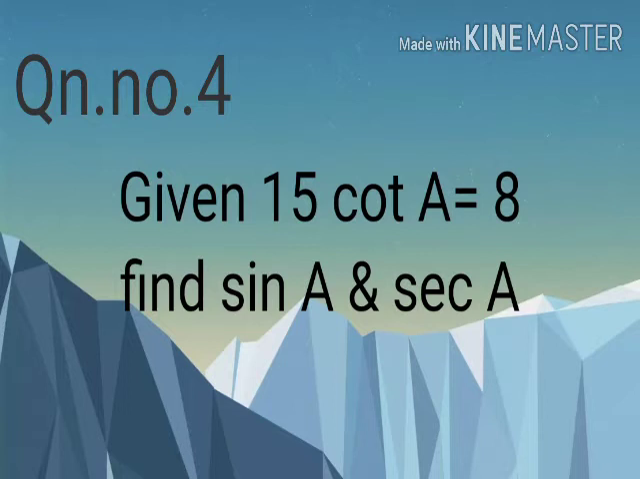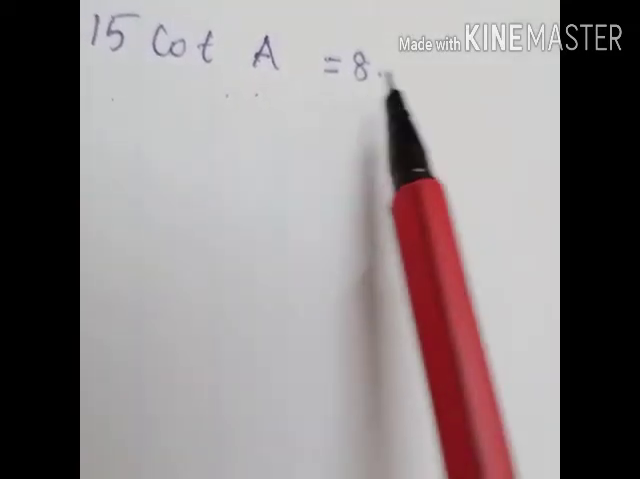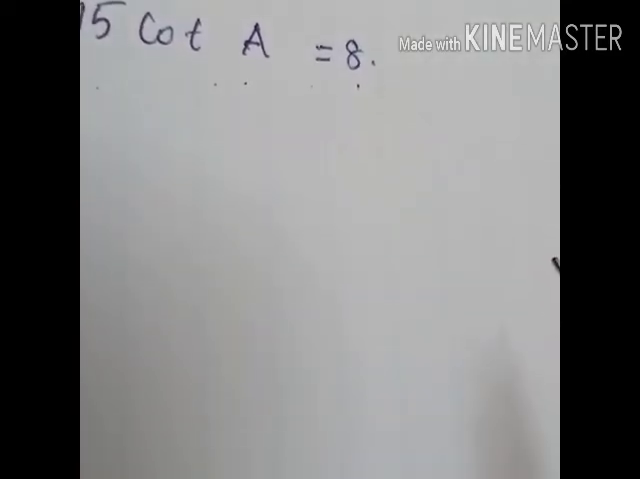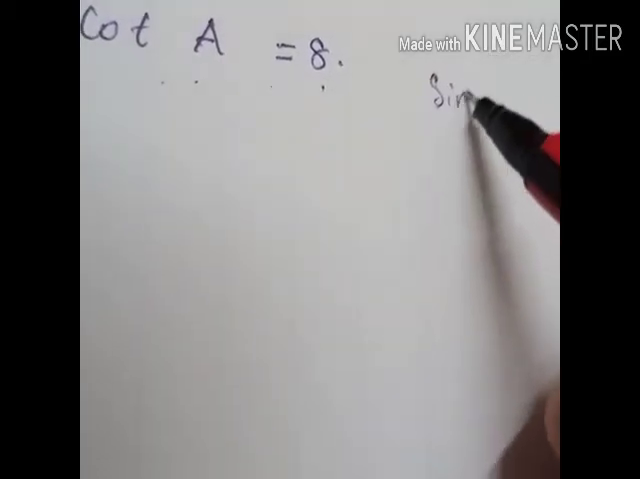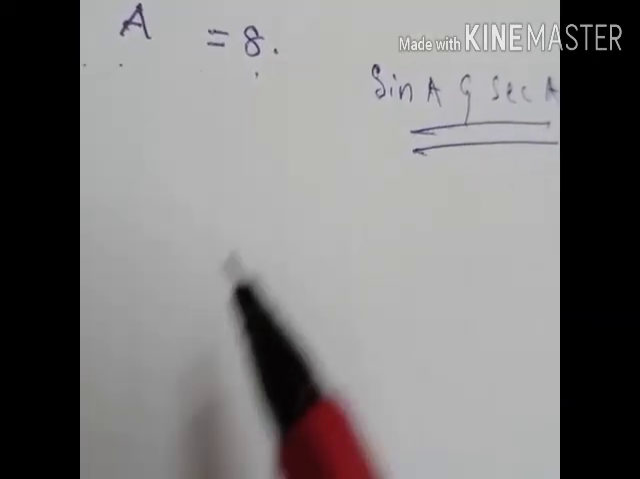Question number 4. Given 15 cot A equals 8. Find sin A and sec A. 15 cot A equals 8. Then find sin A and sec A. In this question it is given that 15 cot A equals 8 and we have to find sin A and sec A. These two values we have to find.